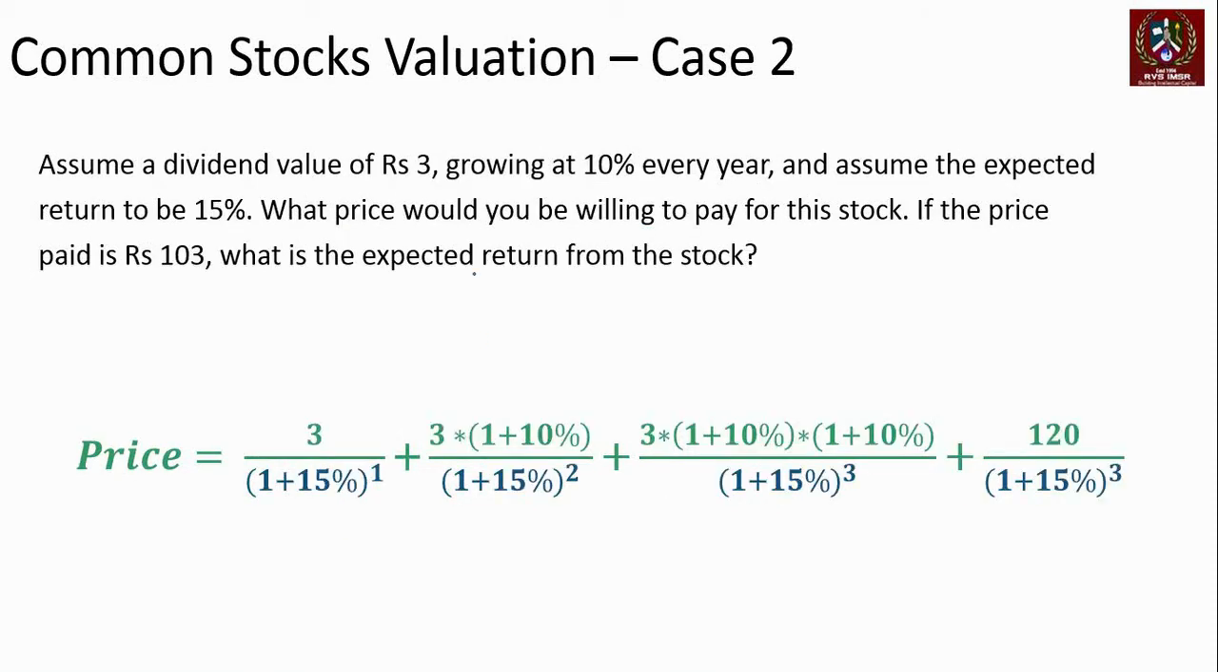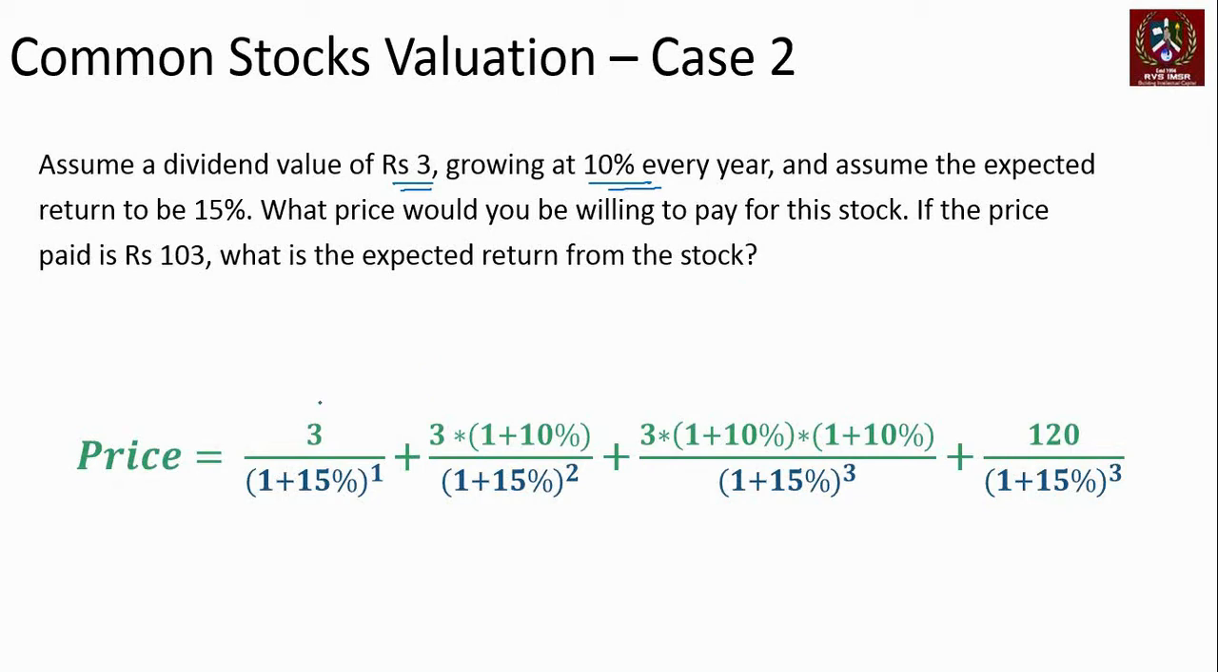Let's see that. Assume a dividend value of rupees 3 growing at 10% every year, and assume that the expected return from this stock is 15%. Two questions. First, what price would you be willing to pay for this stock? And second, if the price paid is 103, then what is the expected return from the stock, right?